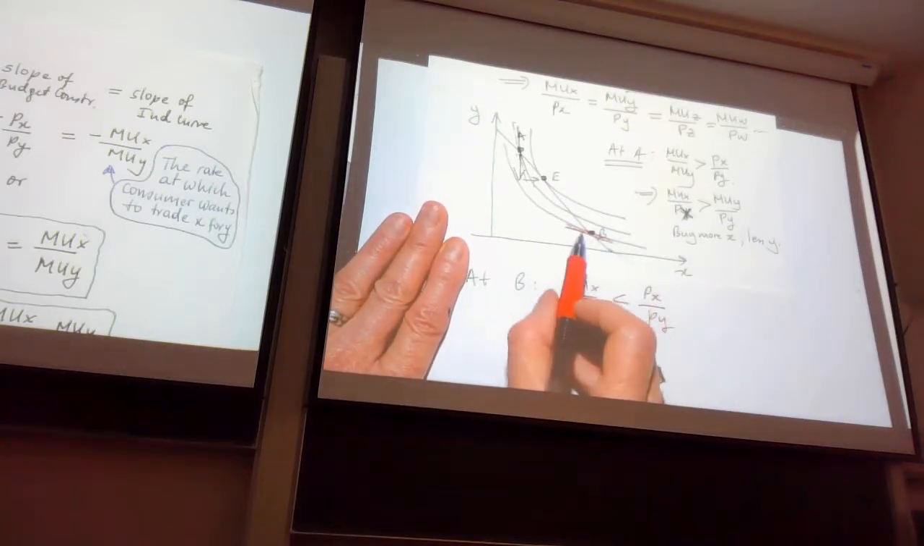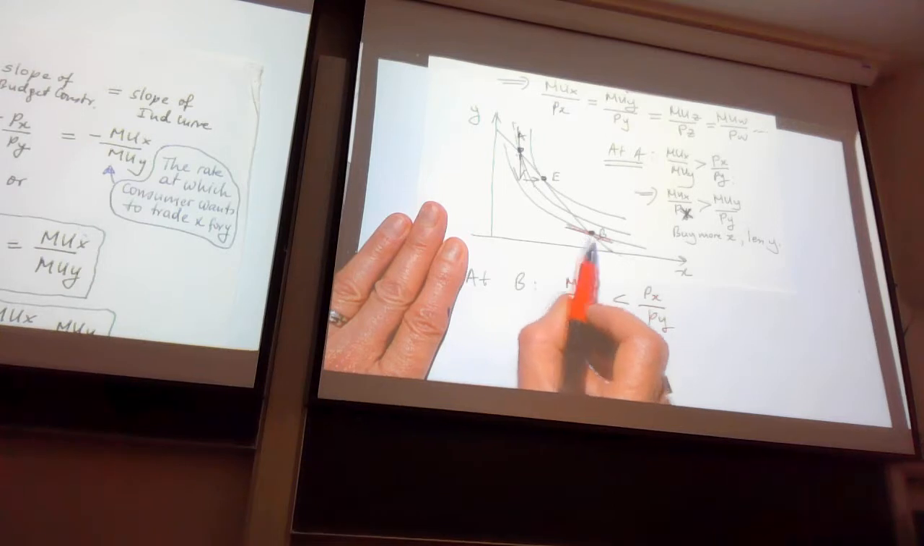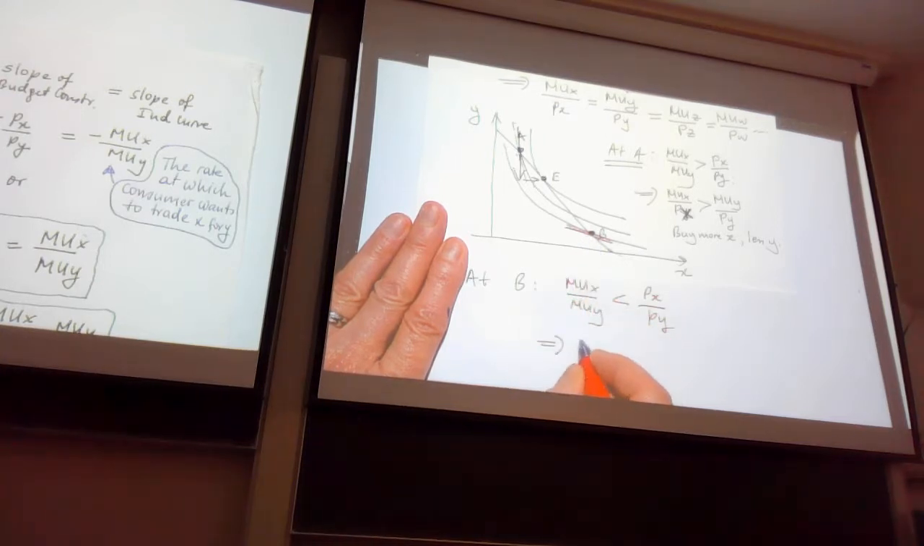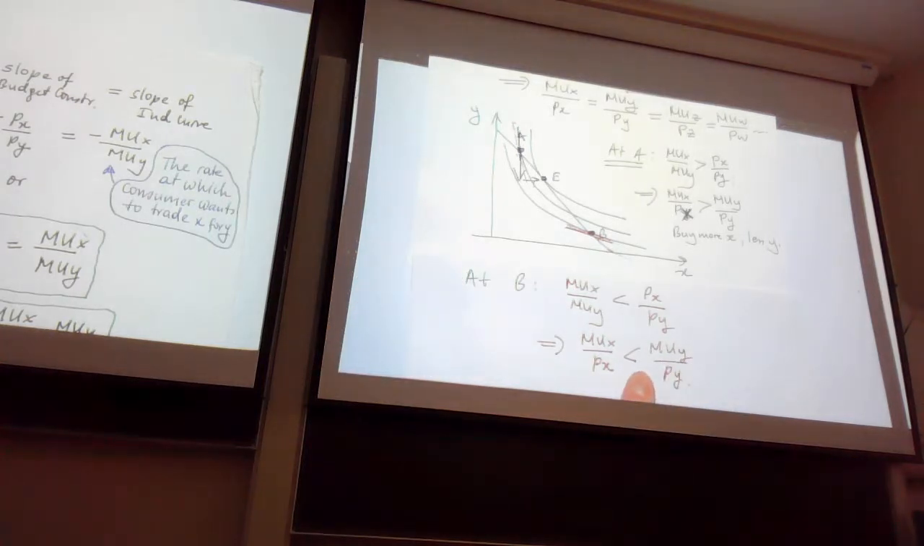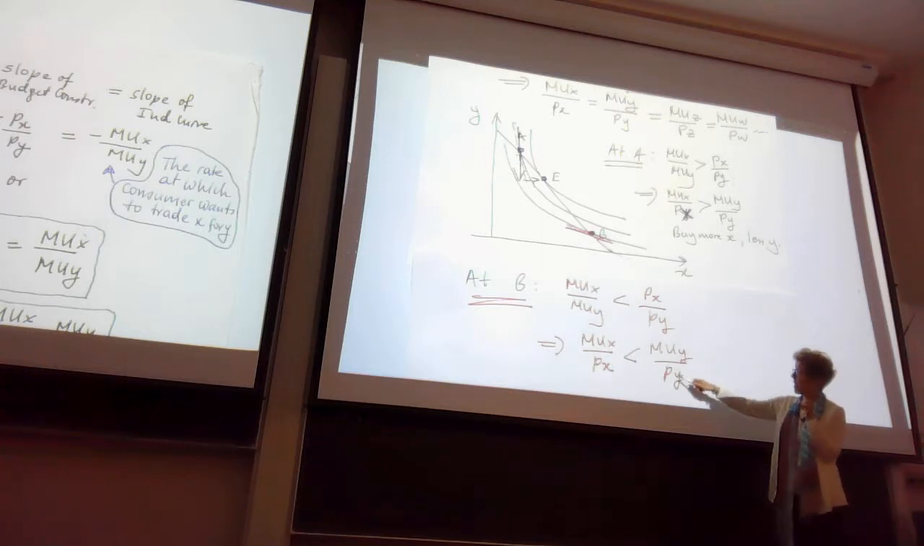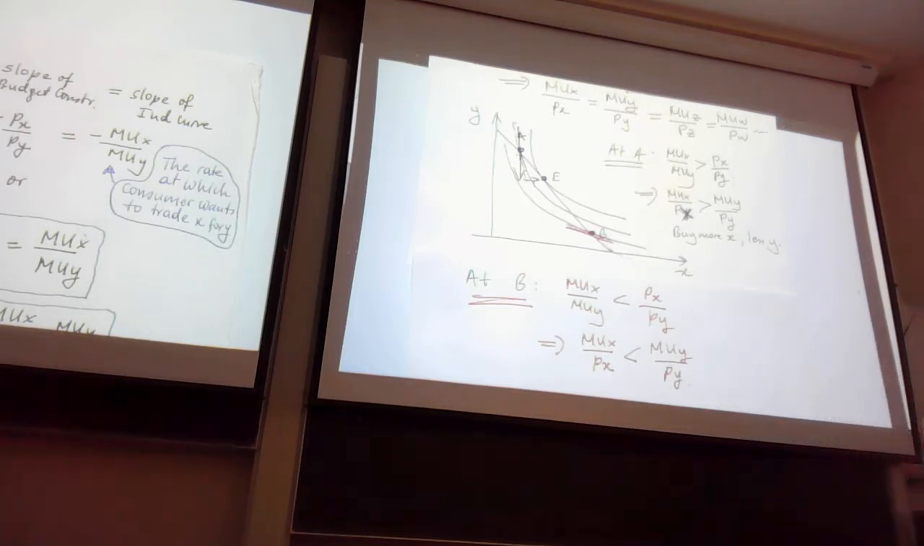I can see this from my graph, flatter than the budget constraint. And then I can just take the next step and say marginal utility of good X over price of good X now is smaller than marginal utility of good Y over price of good Y. So now we are saying at B, we gain more, marginal utility per dollar spent is higher for good Y, so buy more Y and less X to maximize utility.